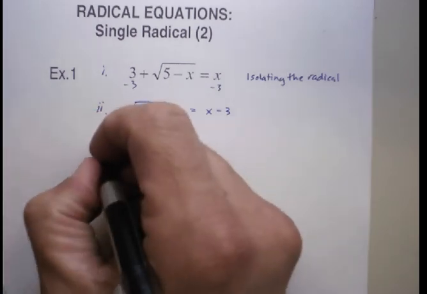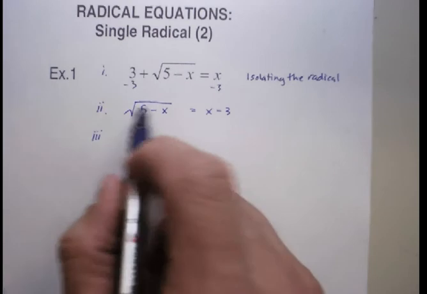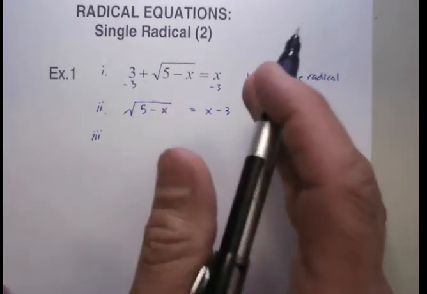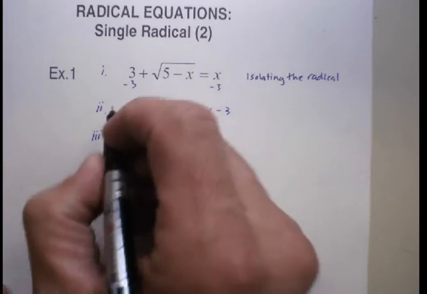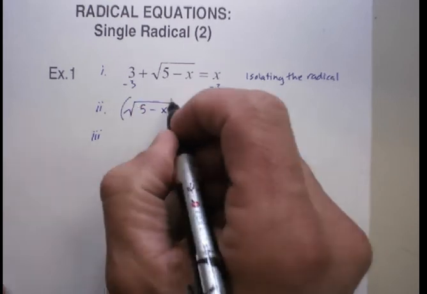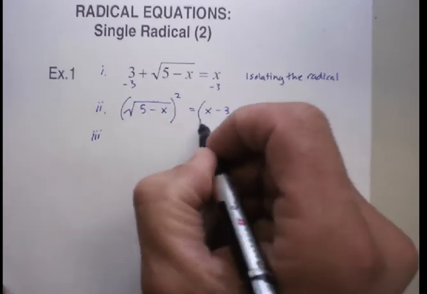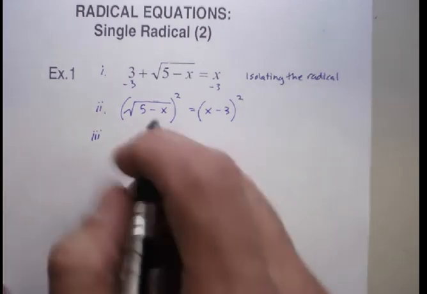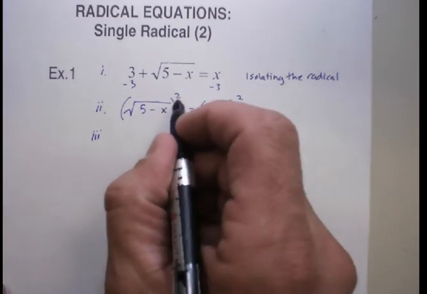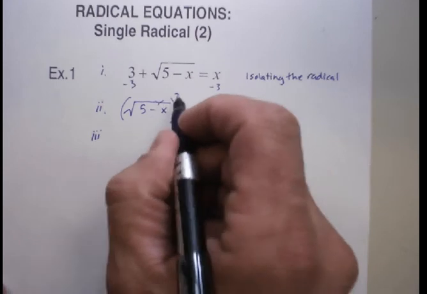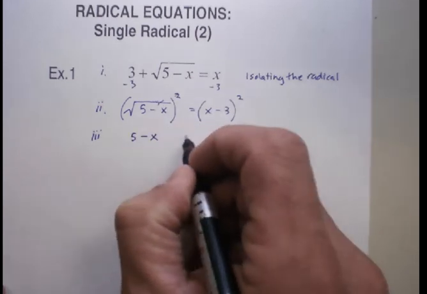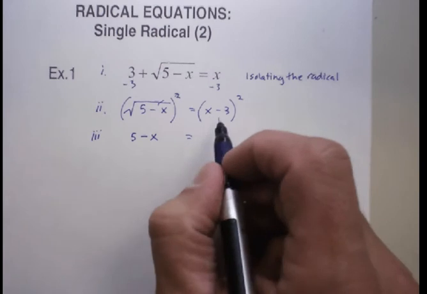Okay, now, taking a look at that. Remember that the way you get rid of a square root is to square that side. So what I'm going to do now is square that side and square that side. Now, the square root is canceled by the square, so basically these go away, and you're left with 5 minus x. Now, over here, you're going to get a FOIL.